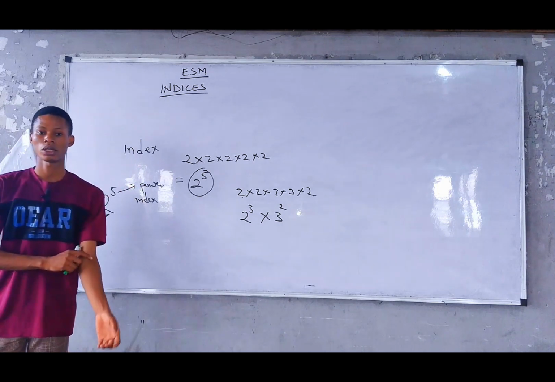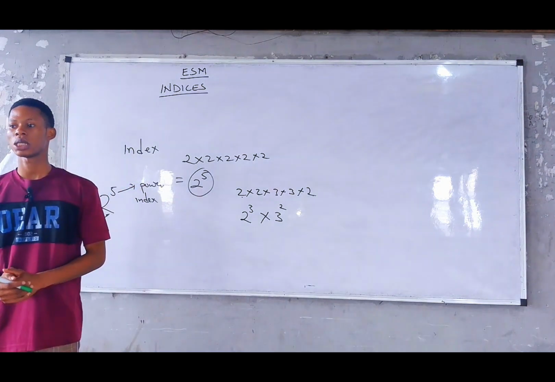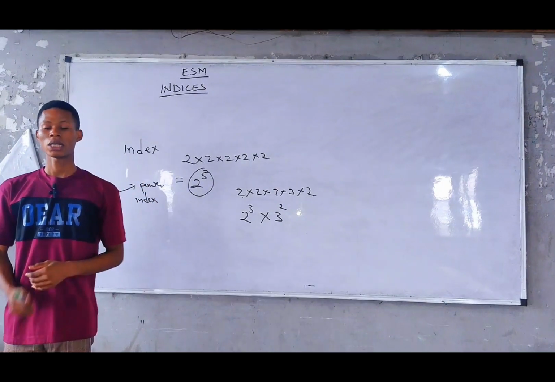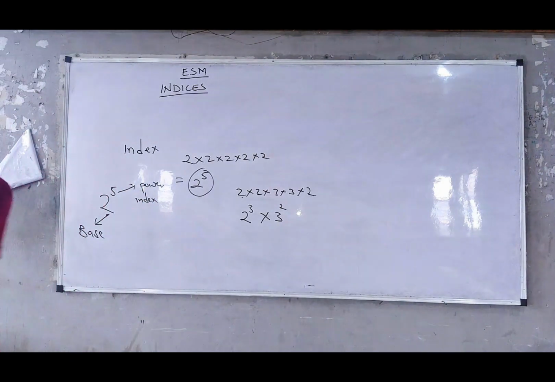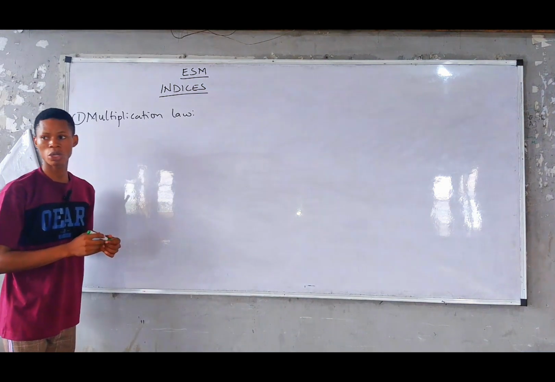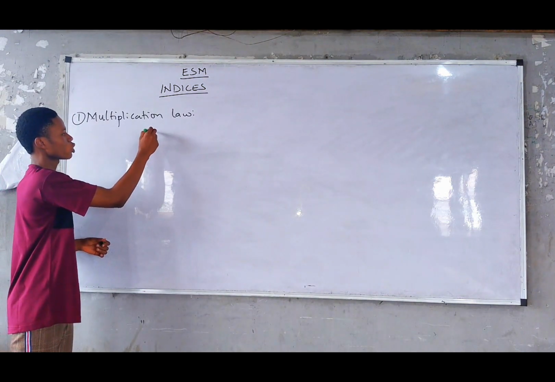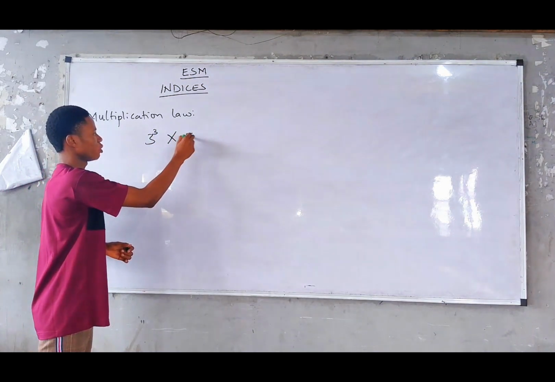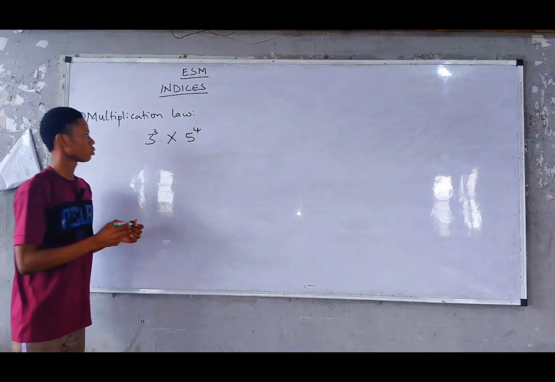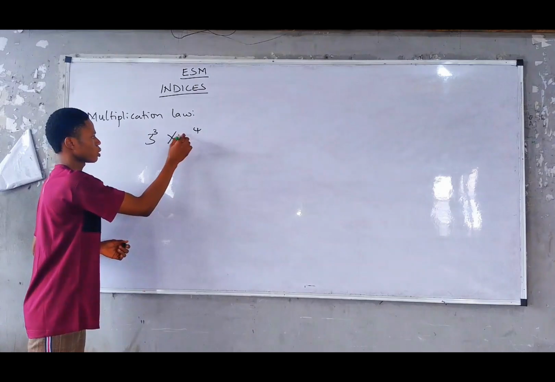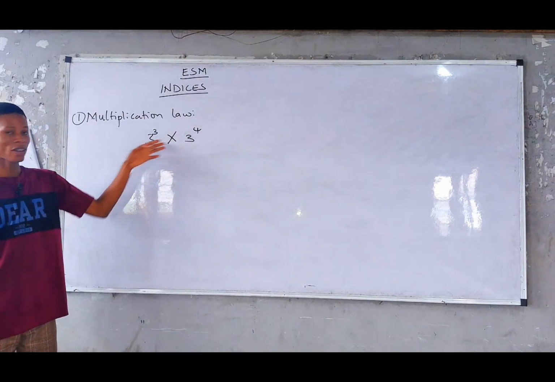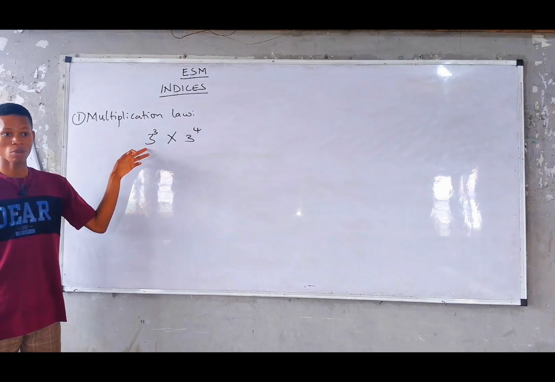Laws of indices. There are basically 8 laws of indices. Let's take the first one. Multiplication law. If you have something like this, 3 raised to power 3 times 3 raised to power 4. Do they have the same base here? They have the same base, right?